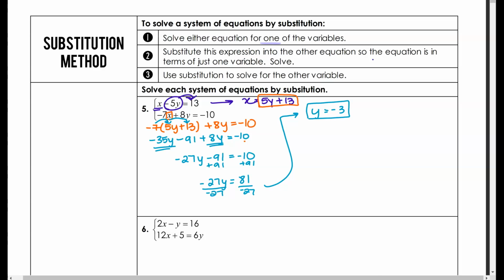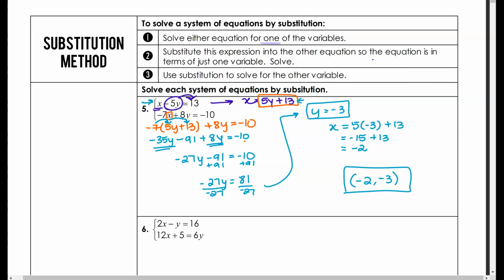We're going to plug it into this equation here because this one's already solved for x. So we're just going to say x equals 5 times negative 3 plus 13. This is negative 15 plus 13. So therefore x equals negative 2. So therefore we do have a unique solution here, and our solution is the point negative 2, negative 3.